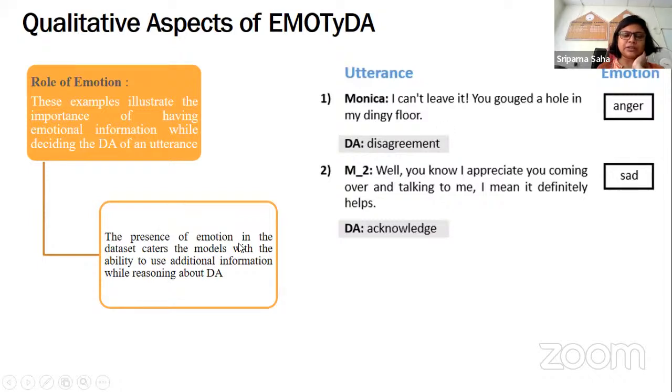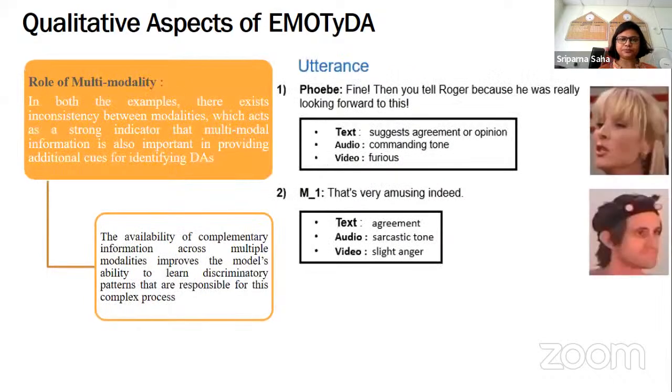So the presence of emotion in the dataset gives the models the ability to use additional information while reasoning about the dialogue act. This example illustrates how, if you know the emotion, then this emotion helps us in understanding the appropriate dialogue act.